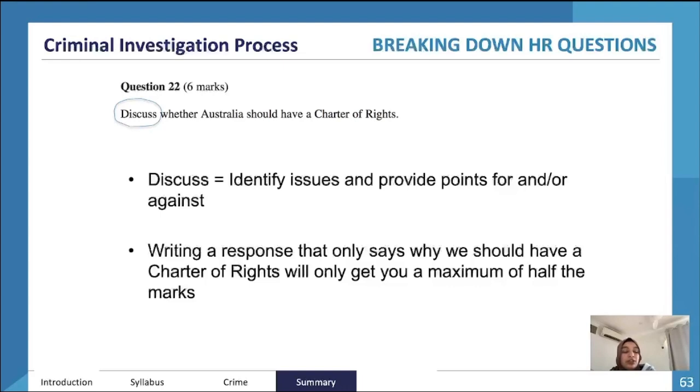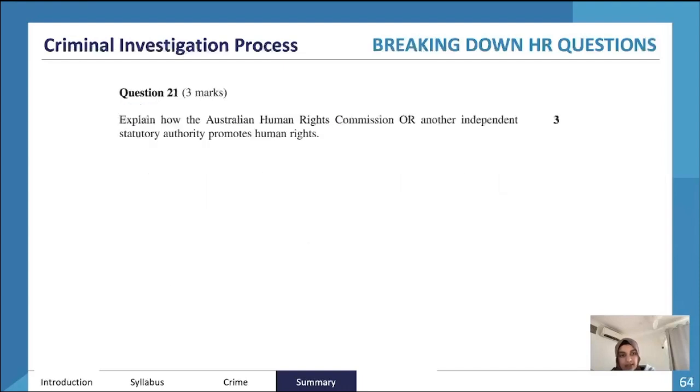So really, really important, and I would highly recommend that you do this, because if you didn't know, for example, that in this question you would have to mention for and against, then you could potentially only get half of the marks, right? Or you won't be able to get the total amount of marks. So being able to understand those is really, really important. So this is why I put that in there, to help you recognize that.